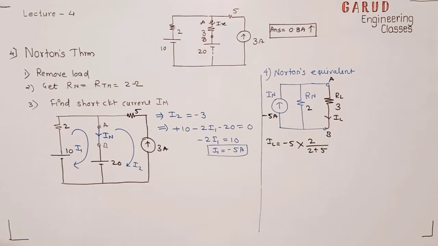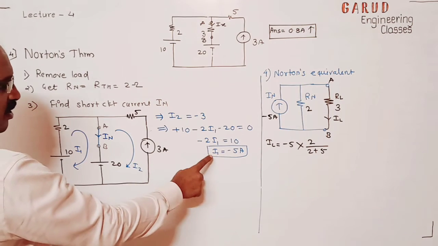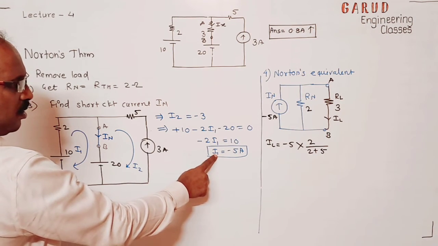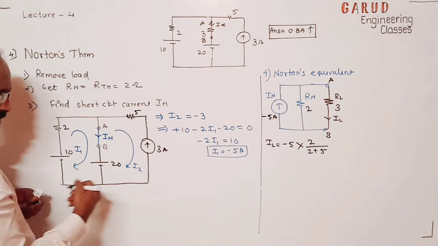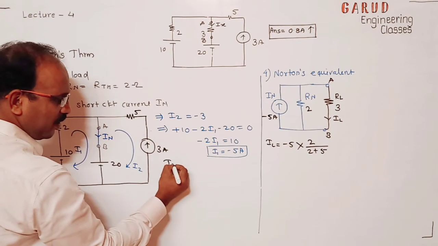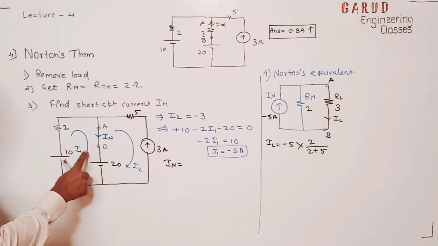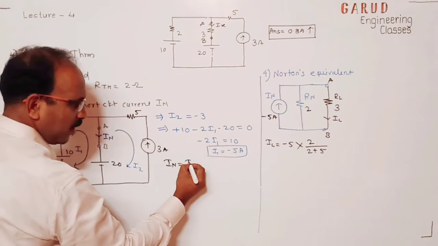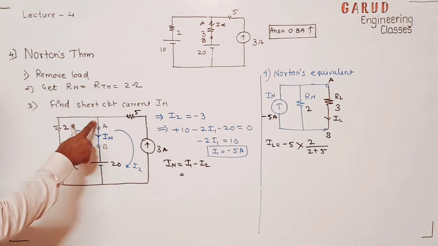So here actually, this is not 5 ampere. We made a mistake here. See, this is I1. I1 is not IN. IN must be in the sharing branch, so we have to extend this. What is I Norton? I Norton equals I1 minus I2. Here we have to write I1 minus I2. Got it? Because this is the sharing branch.